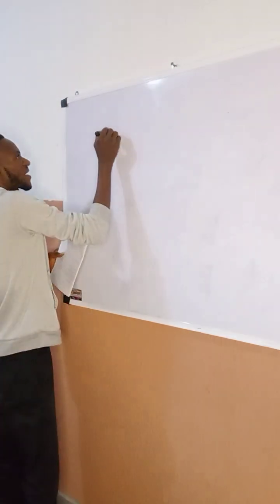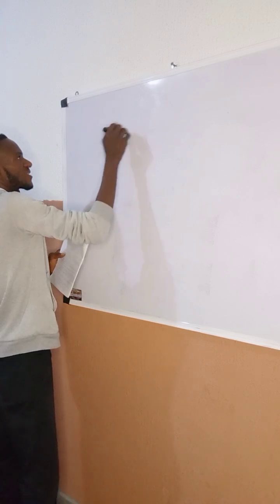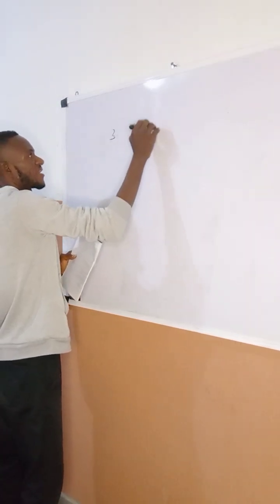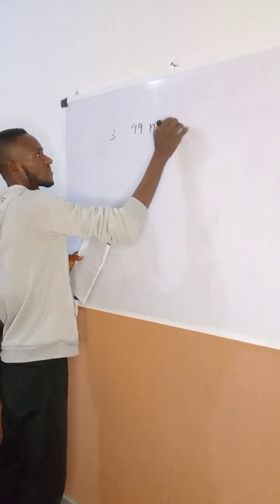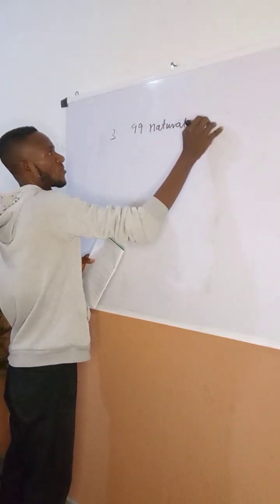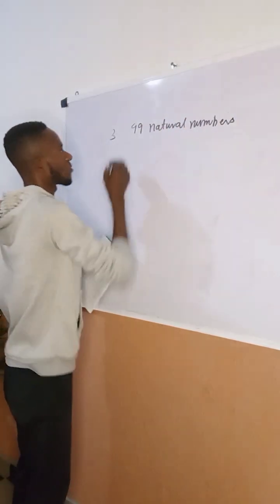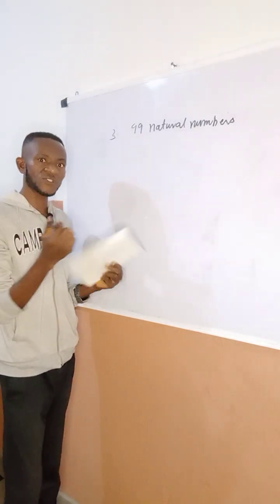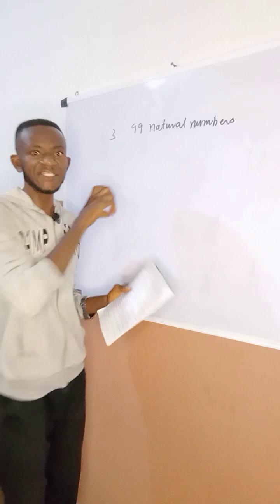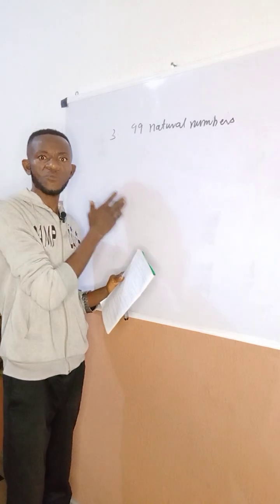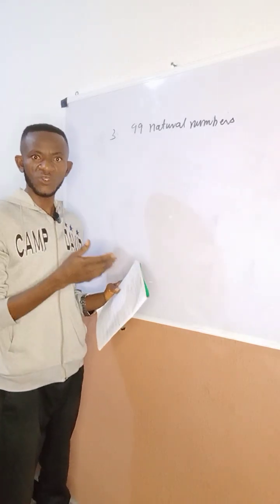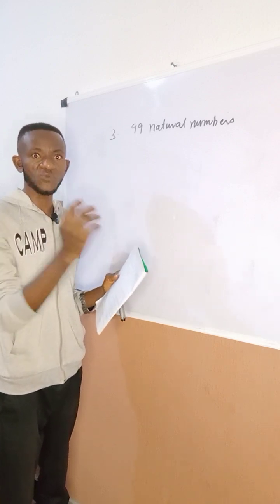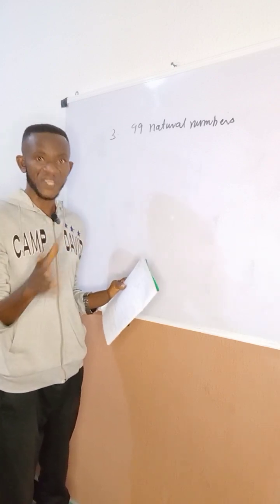So I have question number 3. We should find the mean of the first 99 natural numbers. So what we are going to do, first of all, we are not going to list all the natural numbers from 1 to 99. No. If we do that, it becomes a little bit cumbersome to come up with the solution quickly.